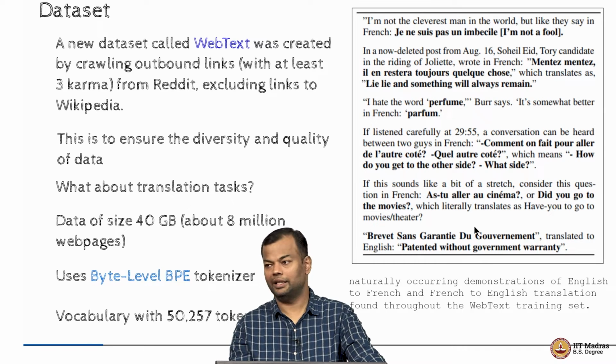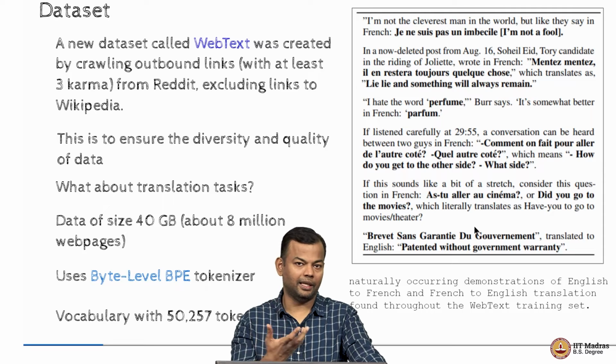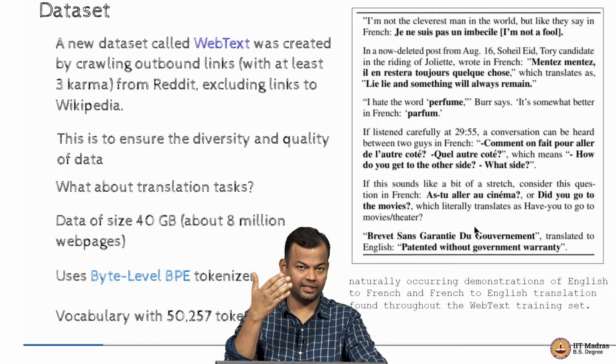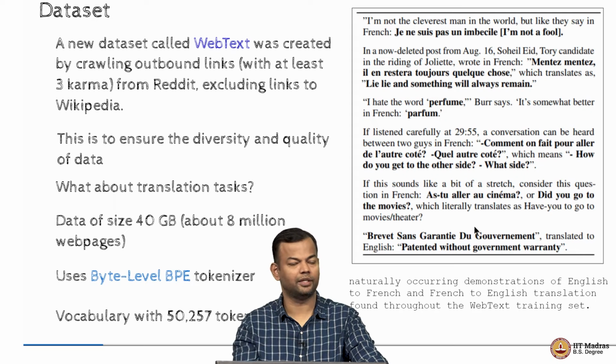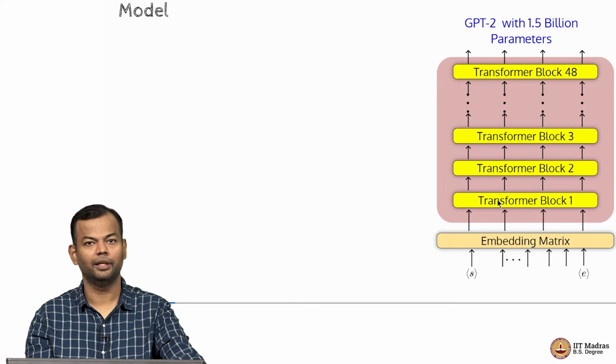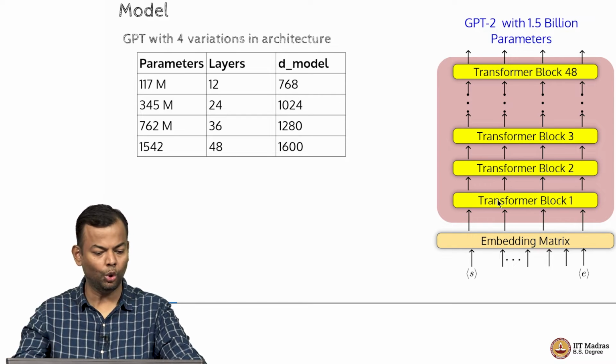And the vocabulary that resulted was 50,257 tokens. So this is their vocabulary. Now this vocabulary has tokens which are subword units, so it can represent unknown words and all the other things that we had seen in the previous lecture. And this was the model, as I said. I'll just go over some more details.